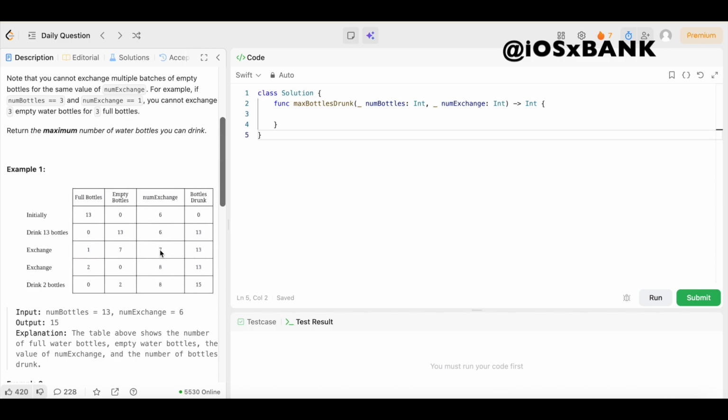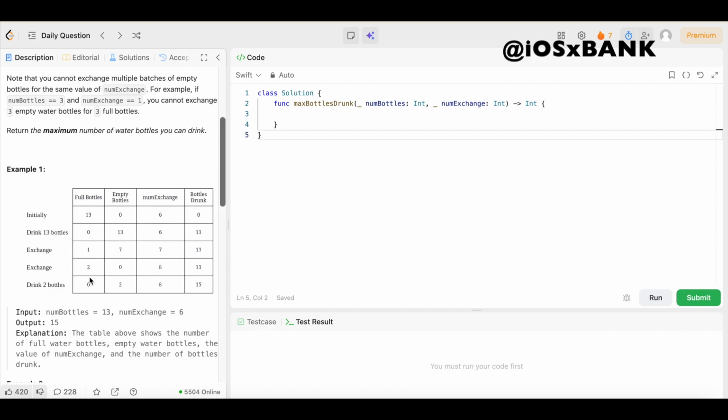So we exchange these 7. So now we have 2 full bottles, right? Boom. So now we have 2 full bottles, 0 empty bottles because we just exchanged the last of them for another full bottle. And num exchange is 8 because we increase this every time we do an exchange. We increase num exchange by 1. So 7 turns into 8. So now we need 8 to do a full exchange. We still haven't drunk these last two, so we still only drunk 13 bottles.